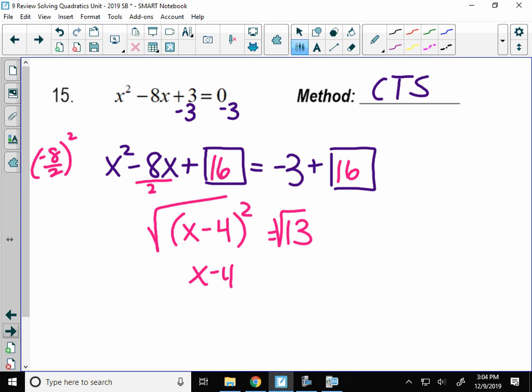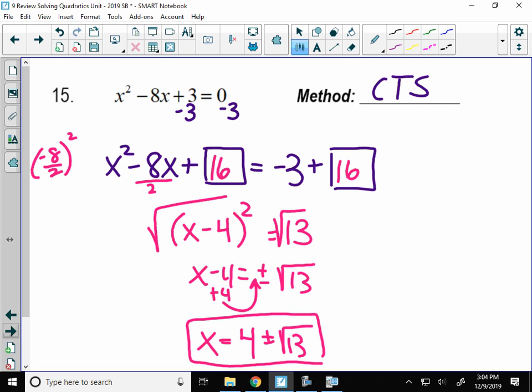So if x minus 4 equals, in front of the square root, I put a plus or minus. And then when I add 4, I squeeze it right in front of the plus or minus. So my solutions here are 4 plus or minus radical 13. And that's it. That's your whole answer.